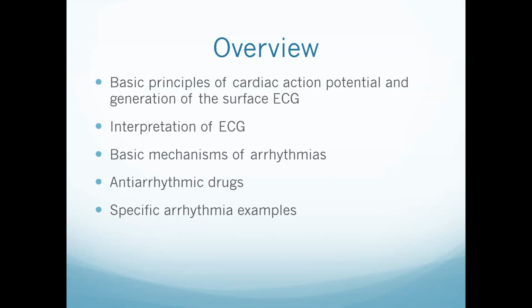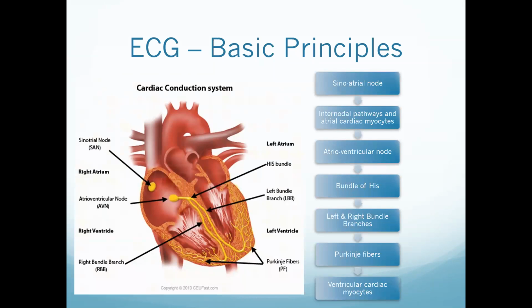So we're going to look at some of the basic principles of how the cardiac action potential and the surface ECGs are generated, look at interpreting the ECG itself, the mechanisms behind how some of these arrhythmias develop, look at specific antiarrhythmic drugs and their mechanisms of action, and then look at some specific examples of arrhythmias. We'll approach it with a what's your diagnosis format, where I'm just going to give some ECGs, and we'll see what your thoughts are, and then we'll go through the actual diagnosis.